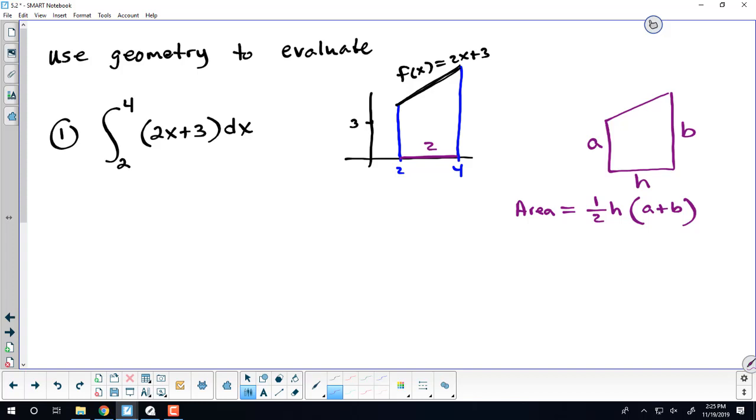This is an x value of 2. The height of this thing is f of 2. So that's a height of 7. What's the height of the other side? F of 4, which is 11. Yeah, 8 plus 3, 11. It's here.